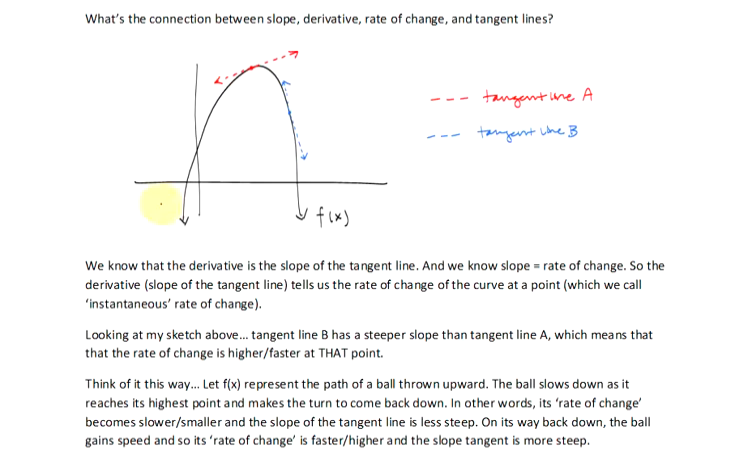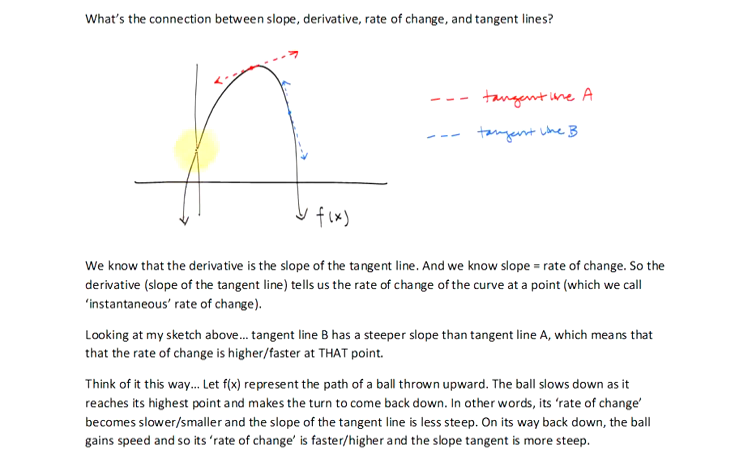Looking at my drawing here, notice that tangent line B, the blue tangent line, is much steeper than tangent line A. Remember, slope and steepness are the same idea. So since that tangent line B is steeper, that means that the rate of change is higher or faster at this point than at this point on the curve. It might be helpful to think of it this way. Think about this curve as representing the path of a ball thrown upward. You throw a ball up, it reaches the high point, and then it comes back down to earth.